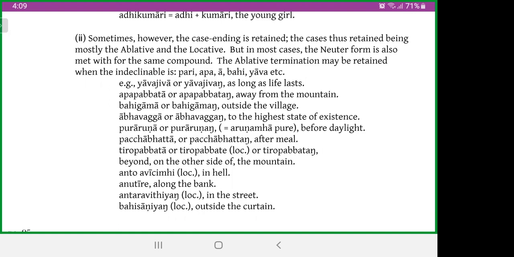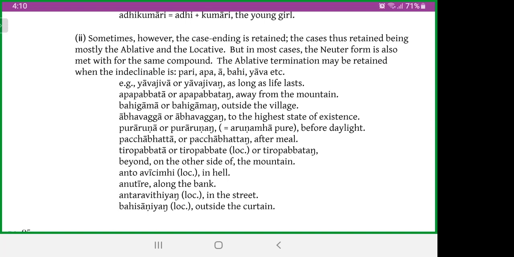The ablative termination may be retained when the indeclinable is pari, apa, bahi, abahi, yawa, etc. For example, yawa jiwa or yawa jiwam, as long as life lasts. Apa pabata or apa pabatam, away from the mountains. Bahi gama or bahi gamam, outside the village.